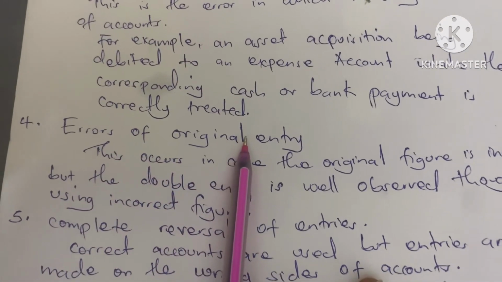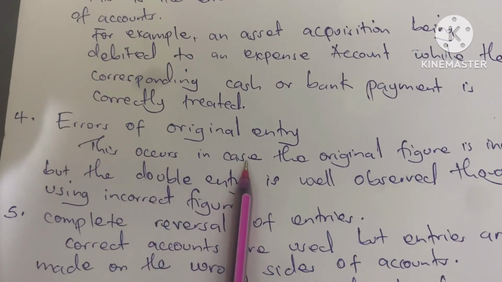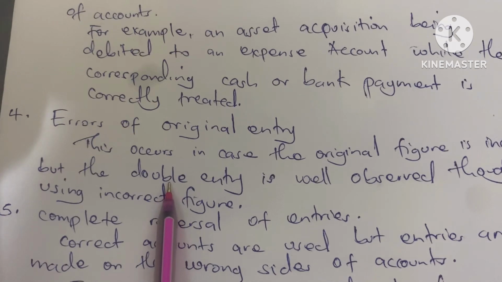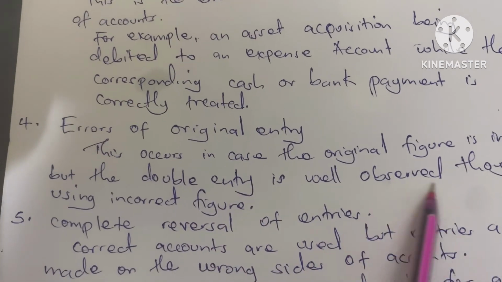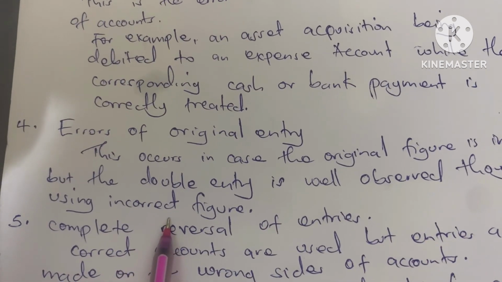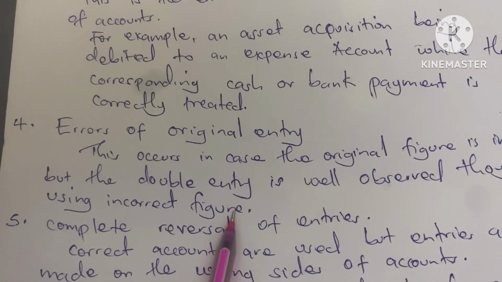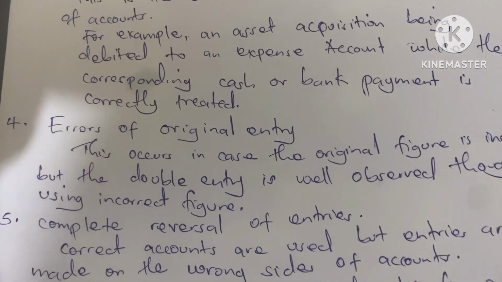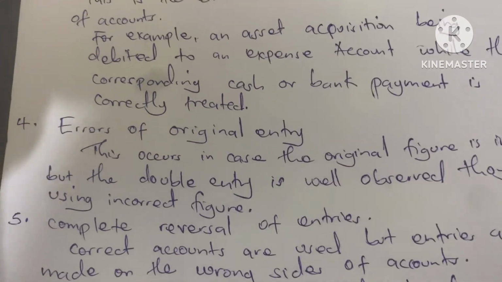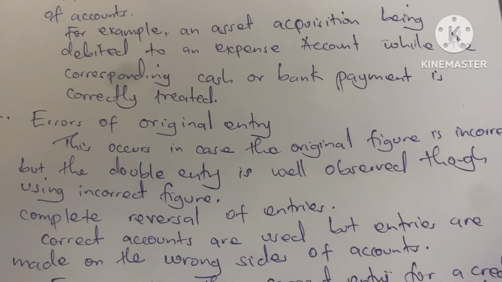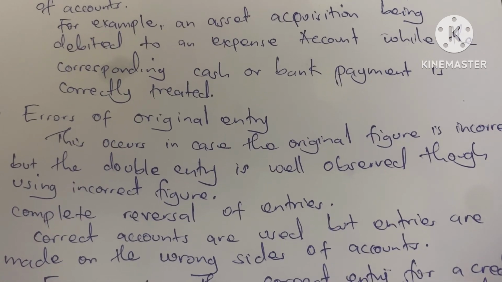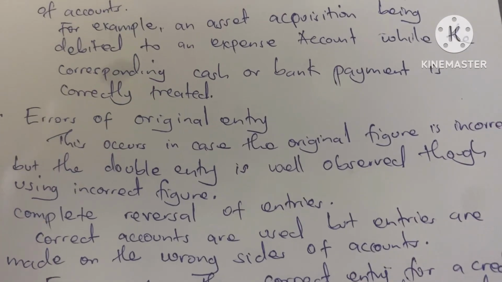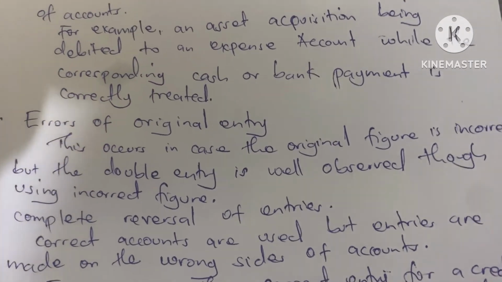Then the errors of original entry. This occurs in case the original figure is incorrect, but the double entry is well observed using the incorrect figure. Like when they were writing the receipt initially, from the receipt they wrote a wrong figure. So that is the figure of original entry. So it was wrong from the beginning, meaning that figure will be carried on up to the end, so it will not be detected by the trial balance.